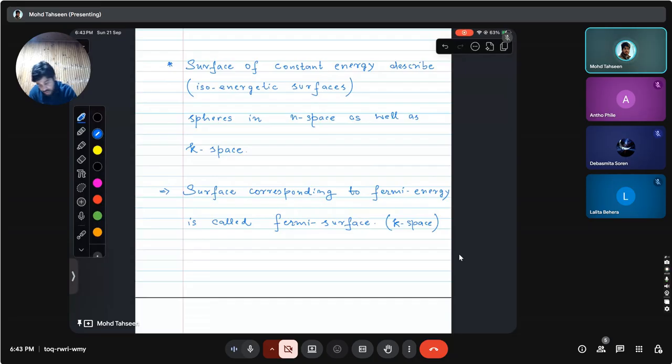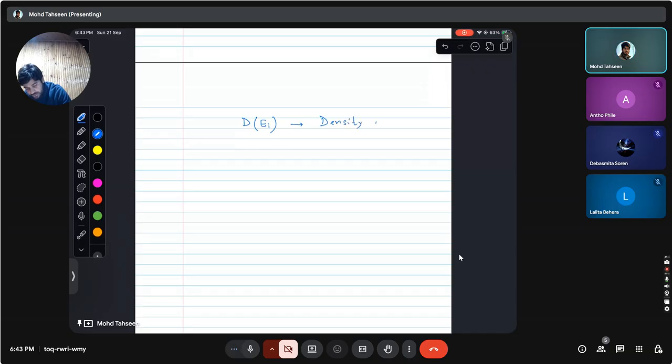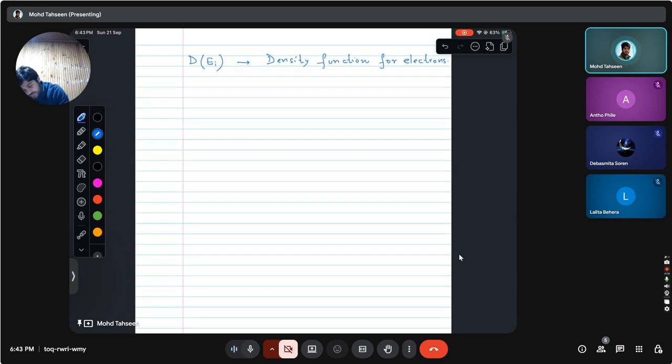So now what is our goal? Our goal is to find the density of electrons at an energy level E. Let me call it density function. You can call it density function as well, for electrons. Given an energy level, I should be able to find out how many electrons there are at that energy level. That is my goal. And now I'm going to define a few terms here.